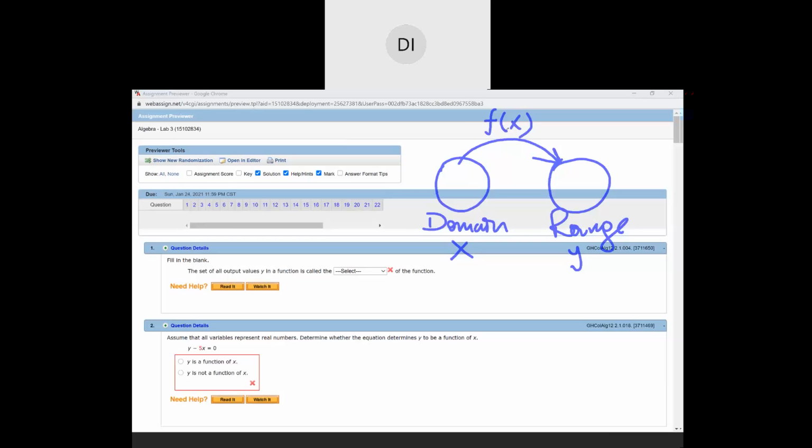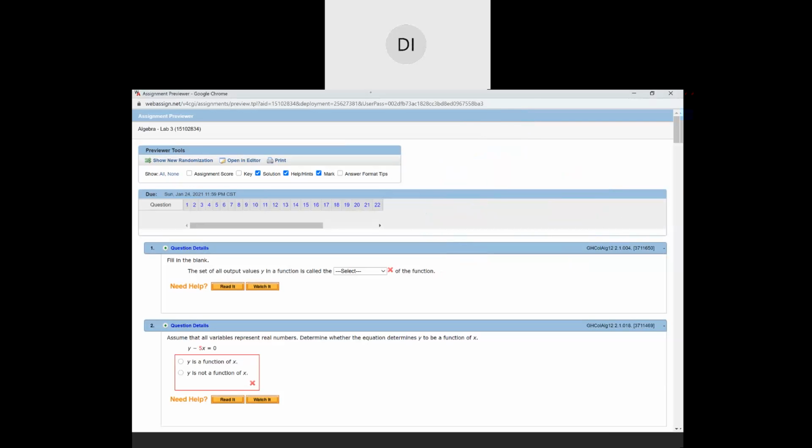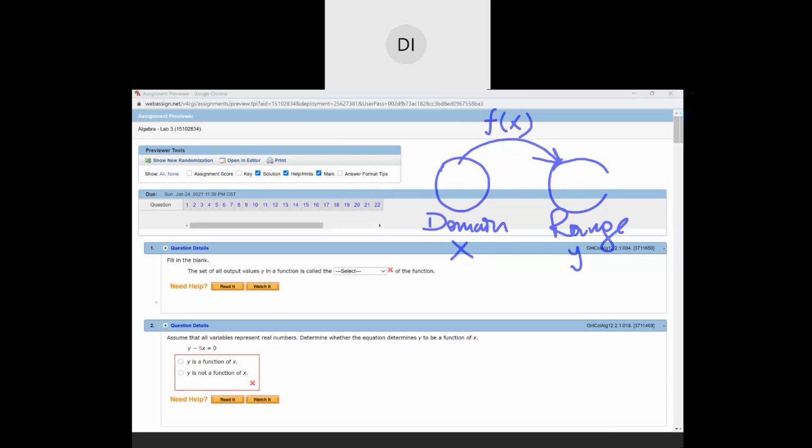Okay, so now we have input values and output values. The inputs are the X, and the output values are the Y. So here question number 1 is asking, the set of the output, domain or range? So the output is what? Range. The range, that's right. So this is input and this is the output. So that's what you're going to pick. The answer is the range of the function.